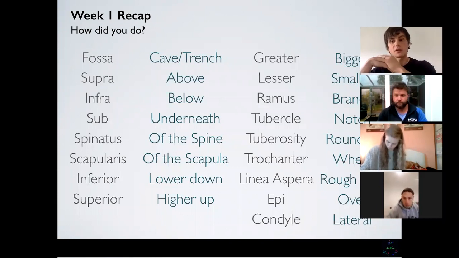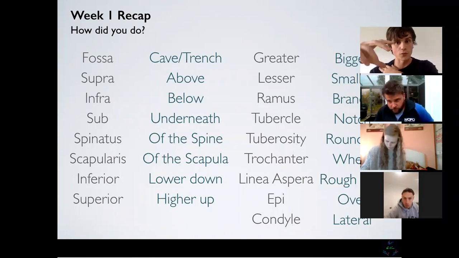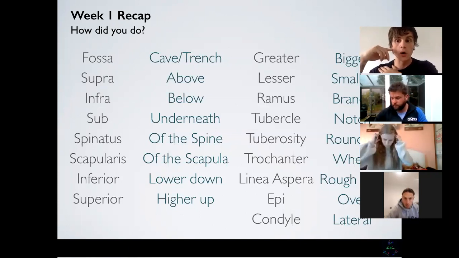I was trying to figure out something that'll help me remember it, and I found that it was the Greek trokos. So that's where trochanter comes from. If you think about that wheel motion, in the femur itself or the acetabulum itself. Linea aspera is rough line. Epi is over or upon.